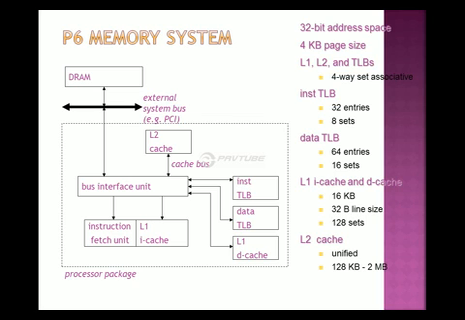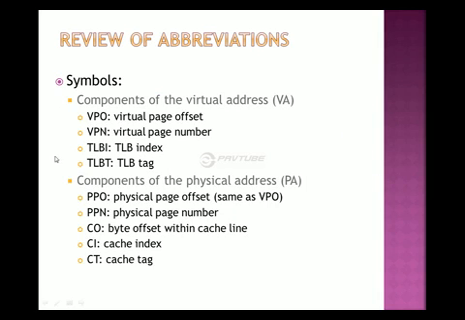Then the next slide shows the abbreviations, the symbols that are used, that I told you. The components used in the virtual address are VPO, the virtual page offset, VPN, the virtual page number, TLBI, the translation lookaside buffer index, and TLBT, the translation lookaside buffer tag. Then the components of the physical address, PA, are PPO, PPN, CO, CI, CT. In the physical address there is PPO, the physical page offset, PPN, the physical page number, CO, the byte offset, CI, the cache index, and CT, the cache tag.